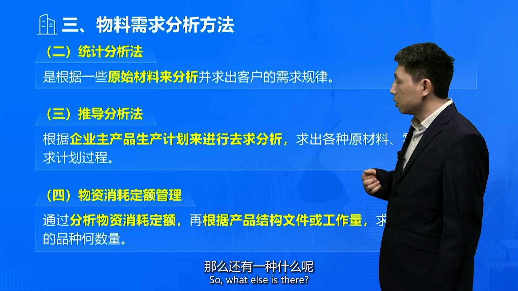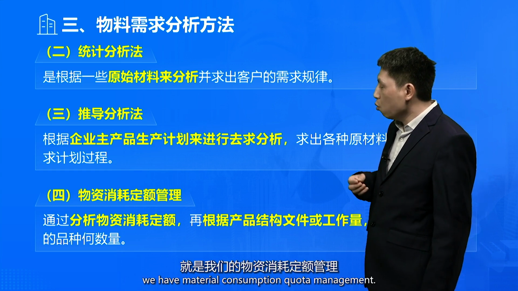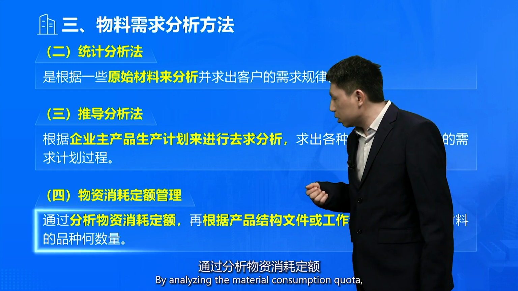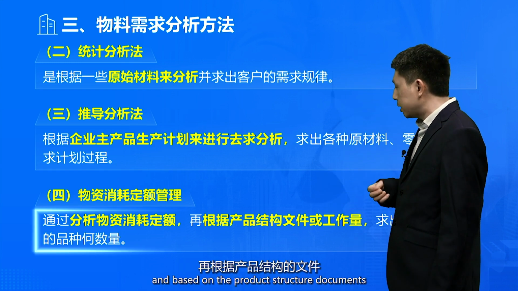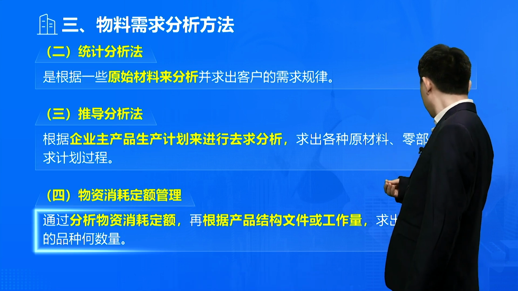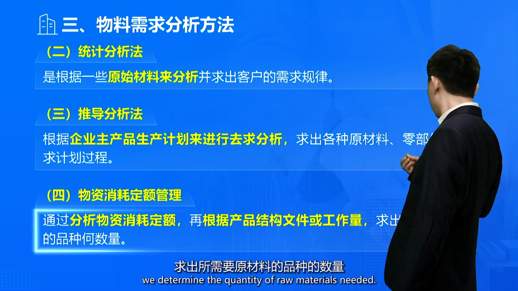So, what else is there? As the fourth method, we have material consumption quota management, by analyzing the material consumption quota. And based on the product structure documents, or our workload, we determine the quantity of raw materials needed.